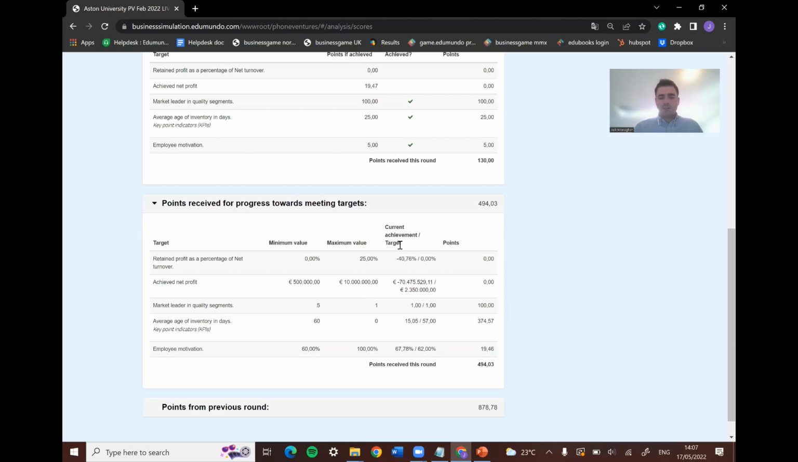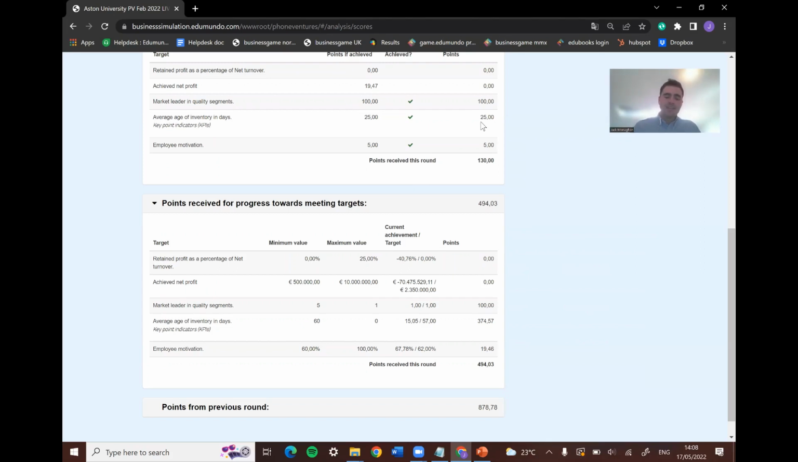But if we take a look at some of the other targets, for example, the average age of inventory, they had selected their target to be 57 days. However, if they increased this target, made it harder and less achievable, down to maybe 16 days, they would have scored almost triple the amount of points that they currently have. Or sorry, even more than triple, nearly 10 times, 11 times more.